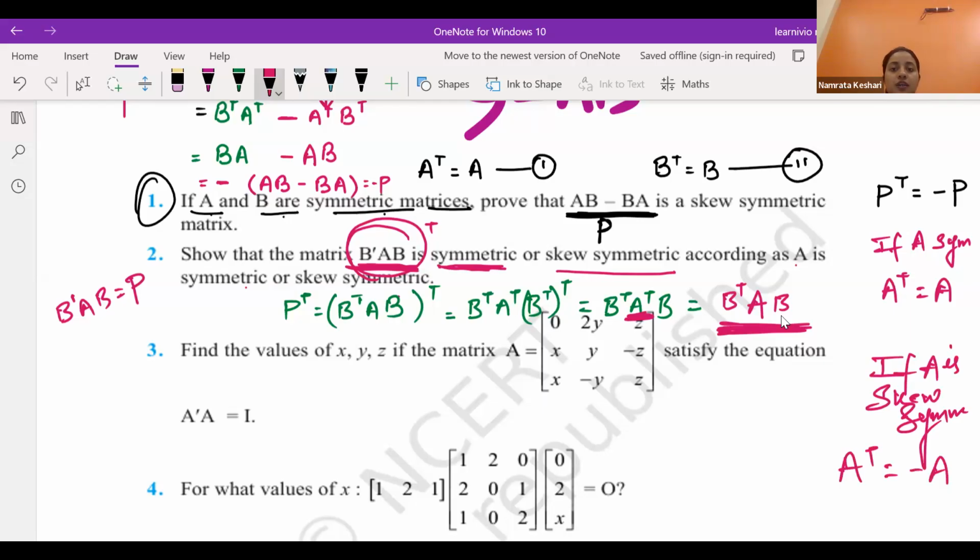Here, instead of A, if A is skew symmetric, we will be substituting minus A. This negative we can write completely in front. So we can see clearly that it became skew symmetric. It is completely dependent on A. When A is symmetric, the circled matrix mentioned in the question is symmetric. If A is skew symmetric, this circled matrix given in the question is skew symmetric.